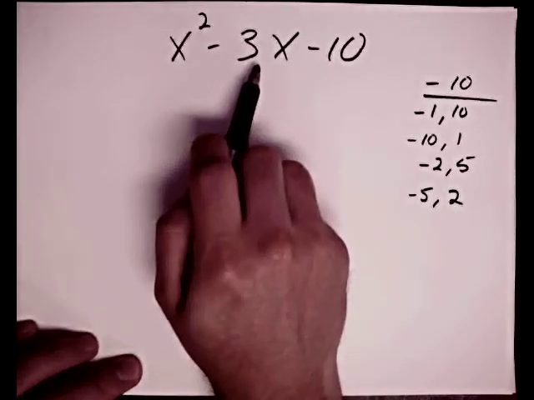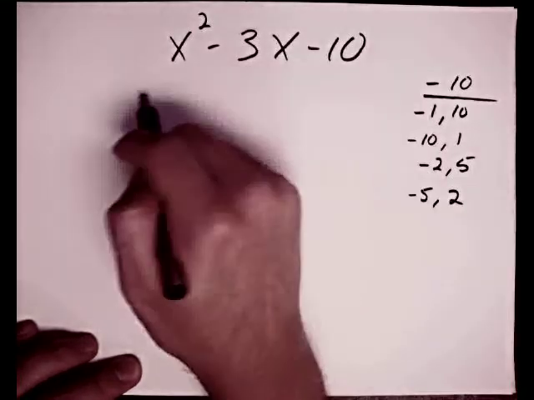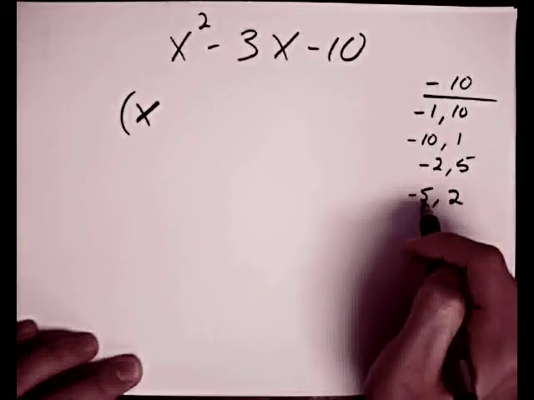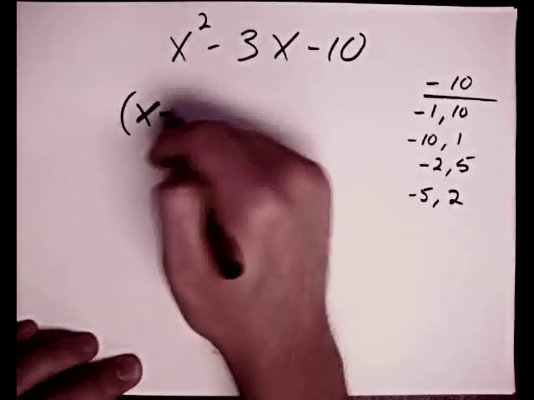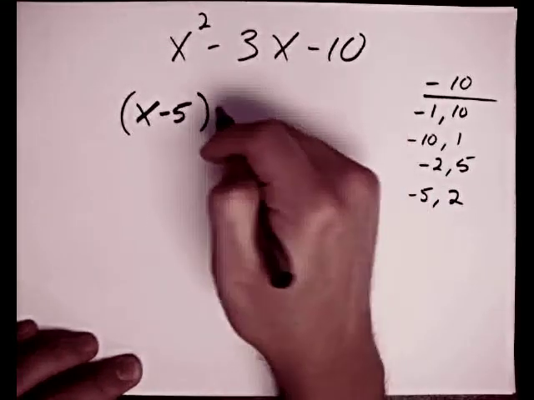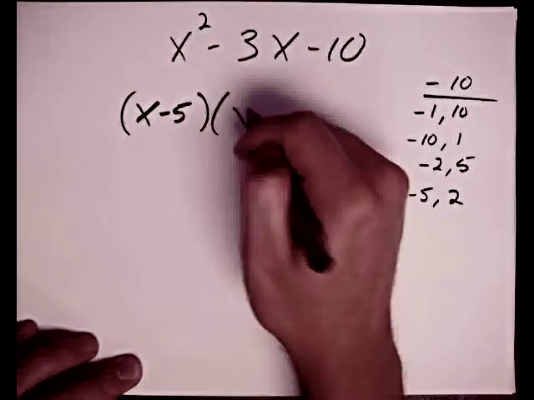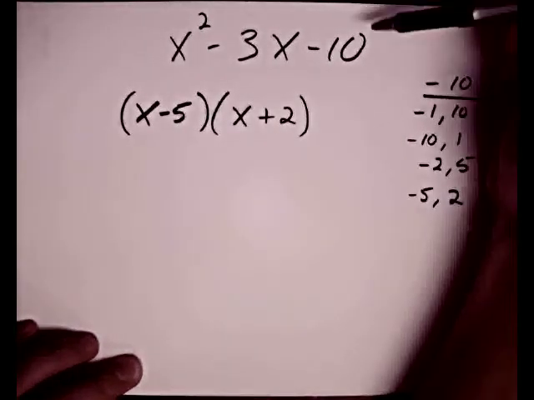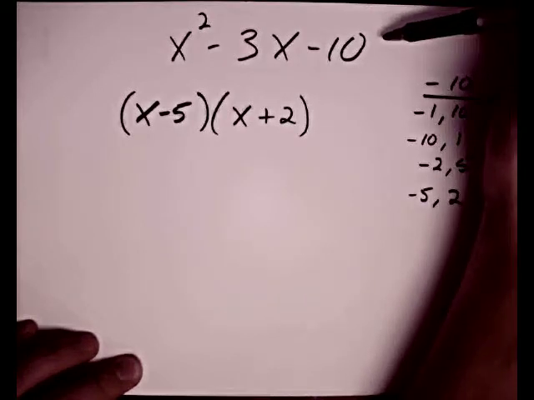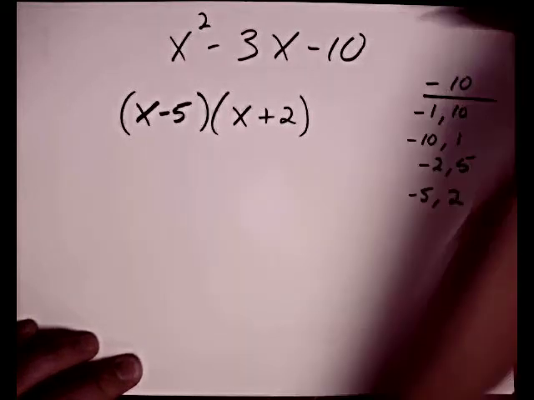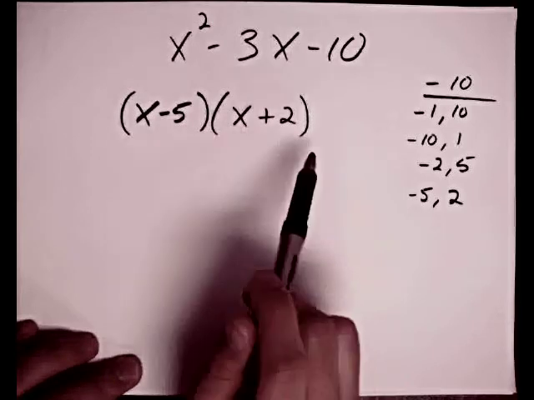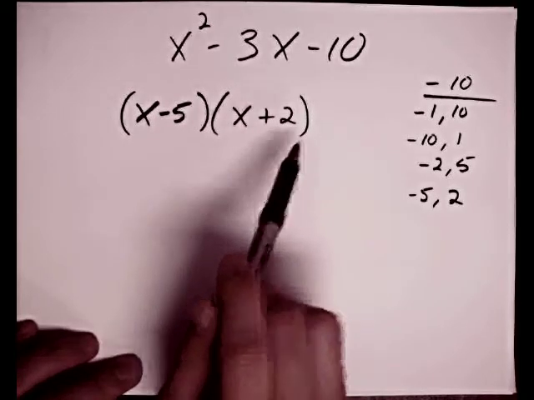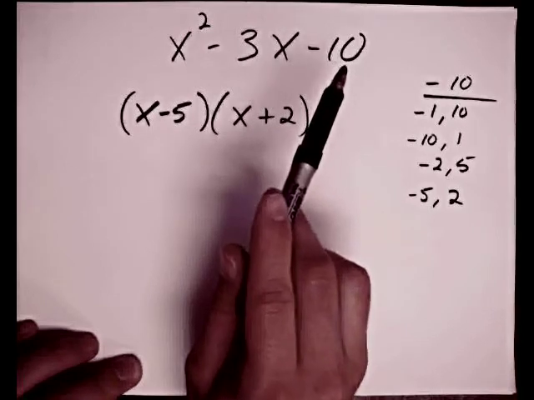So with this type of factoring, you can go immediately to your factors of x. The first factor is x minus 5, and our second factor is x plus 2. When we factor a quadratic, we're rewriting it as two factors, and those two factors, if you were to multiply them together, you would get back exactly what you had before.